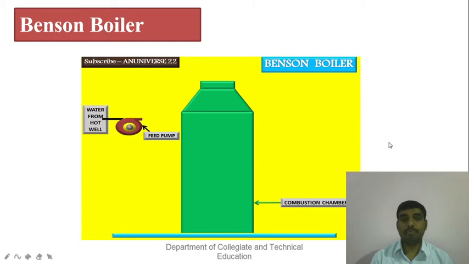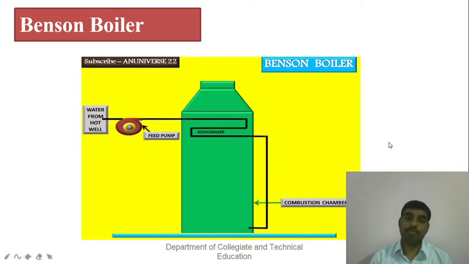Now one by one we discuss the main components of the Benson boiler. First is the feed pump. The Benson boiler is a forced pumped water tube boiler, and the water enters the boiler at critical pressure. This feed pump is used to pump the water into the boiler. Next is the economizer. The feed water is circulated through the economizer tubes by means of the feed pump, and hot flue gases pass over the economizer tubes, so the feed water is preheated.